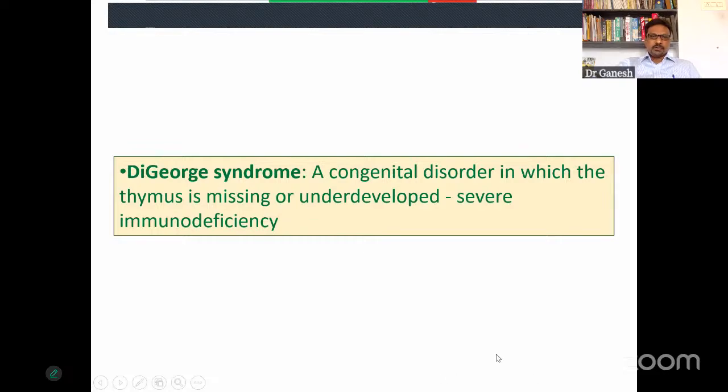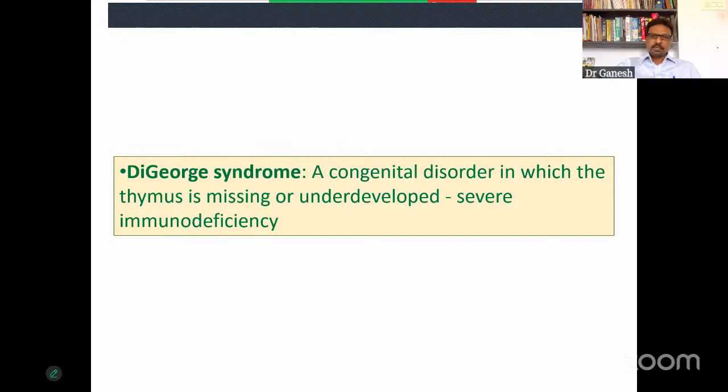Now, there is a syndrome called DiGeorge syndrome, which is a congenital disorder. That means this disorder occurs at the time of birth itself. This particular disorder is characterized by the absence of the thymus, or the thymus is underdeveloped. So in this kind of condition, the newborn infants will suffer from a severe immunodeficiency because of the absence of the thymus gland.